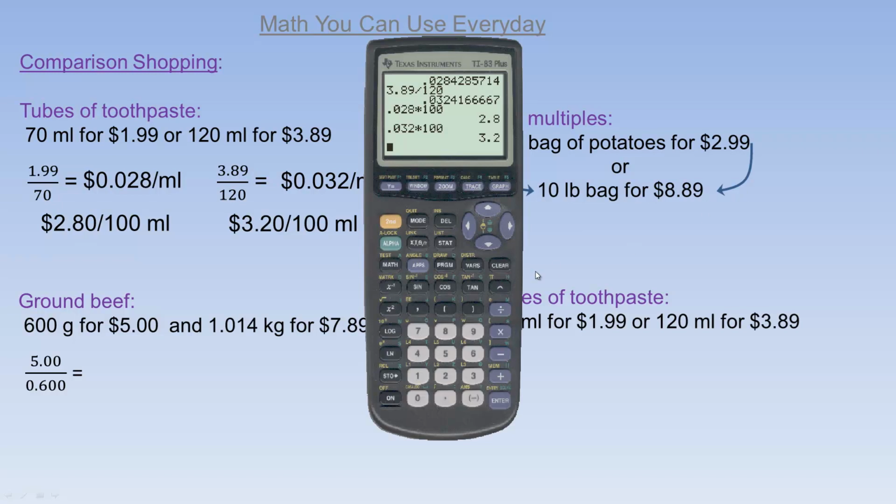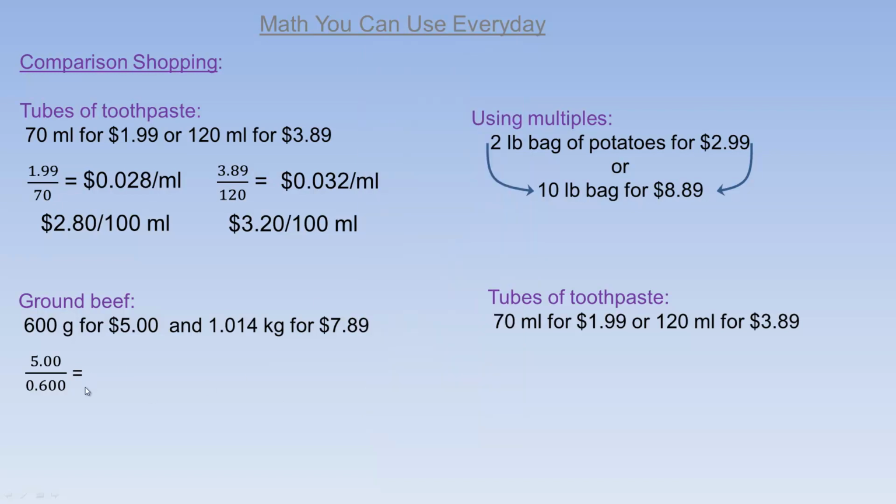Now, this is in grams, this is in kilograms, so you do need them in the same unit. There's 1,000 grams in 1 kilogram. So if I take that 600 and divide it by 1,000, that's actually 0.6 kilograms. So that's why I'm dividing the $5 by 0.6 or 0.600 to get the size of that package. So if we take 5 and divide it by 0.6, we get $8.33 per kilogram.